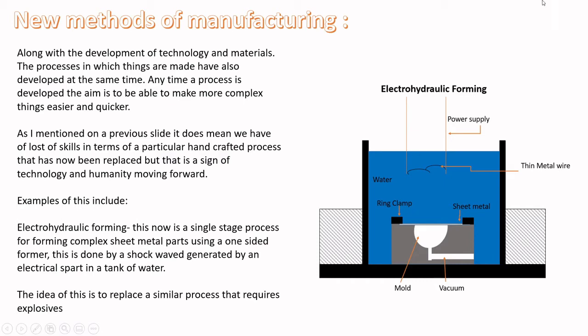If you look at the diagram here, essentially you're going to have your bath or your dish, your container filled with water, and you have clamped your material. This is our blank, our sheet metal, and this is the mold that we want to form it around. So you're going to have your power supply, and you're just going to do an electrical spark, and that electrical spark will cause the sheet metal to bend around the mold, and the vacuum pulls down to help that process along as well. That electrical spark causes a shock wave that generates force that will make the metal go around that shape. So it's an instant process, a lot faster.